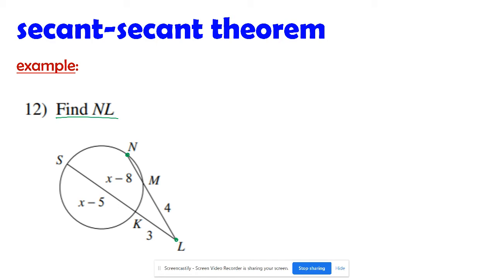The first thing I want to do is set up an equation. So I'm going to look first at this secant here on top. My outside part is a 4. And then I multiply that by both things added together, both parts added together. So I have a 4, again, plus x minus 8. Then I'm going to do the same thing with the other secant. I've got a 3 on the outside, and then in the parentheses, I will take that 3 and add it to the other part, which is x minus 5.